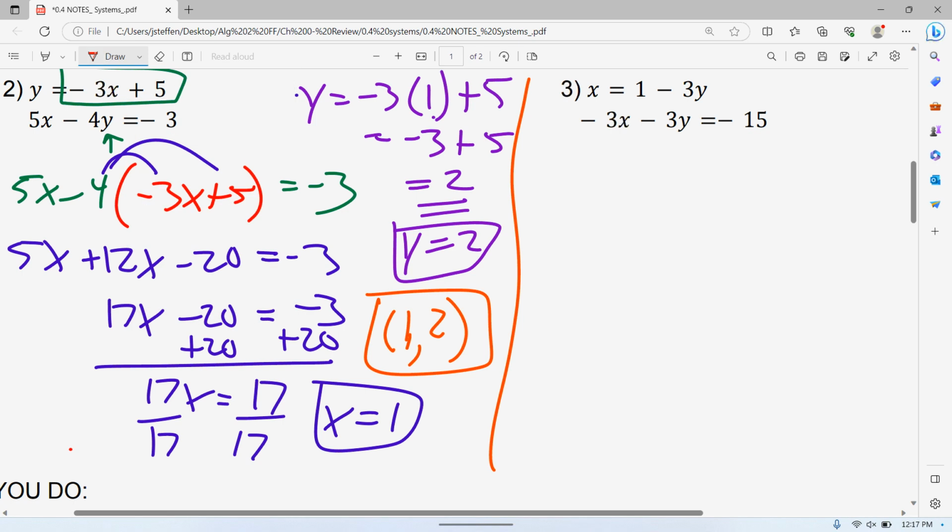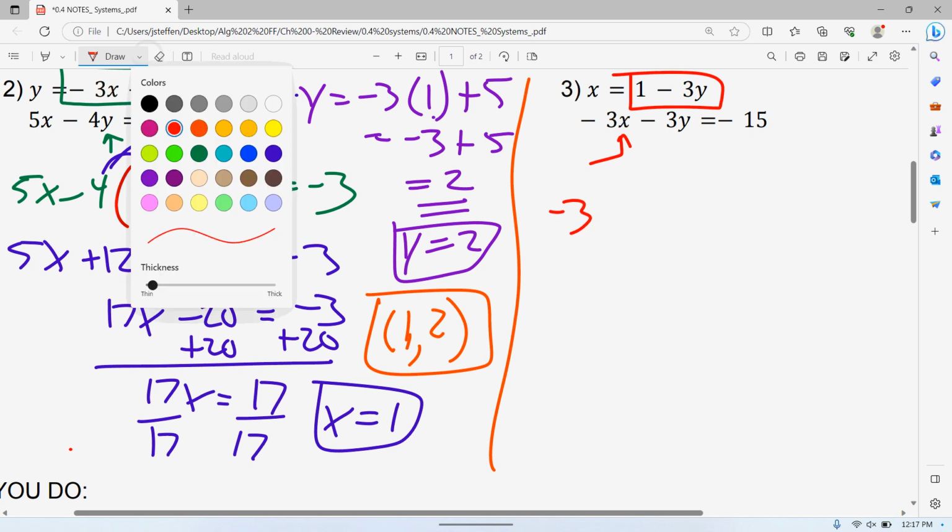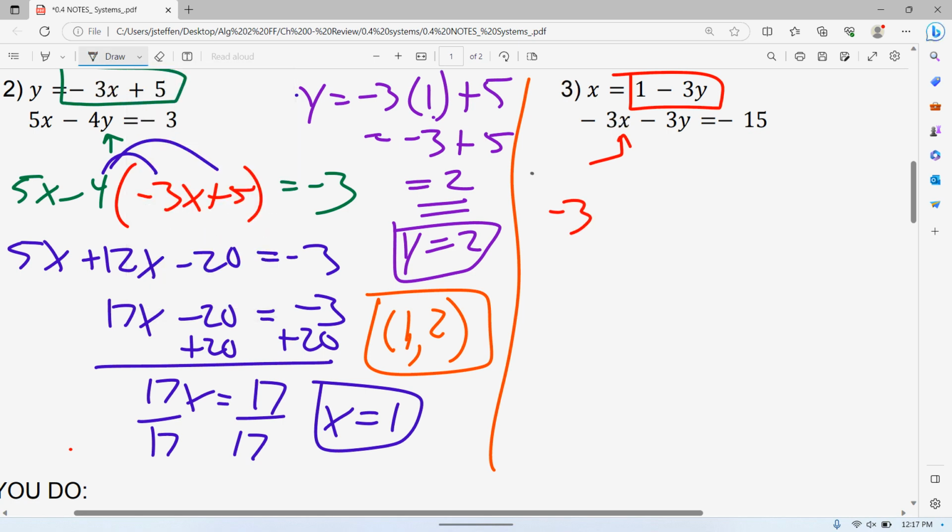Same thing with the next one. Now we just have x is equal to something, so I'm going to sub it in for that x. So it's -3 times (1 minus 3y). And we have the rest of our equation. Minus 3y is equal to -15.